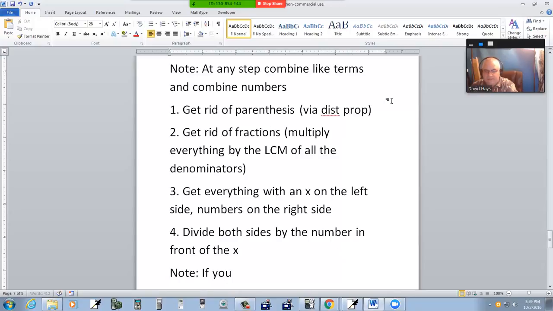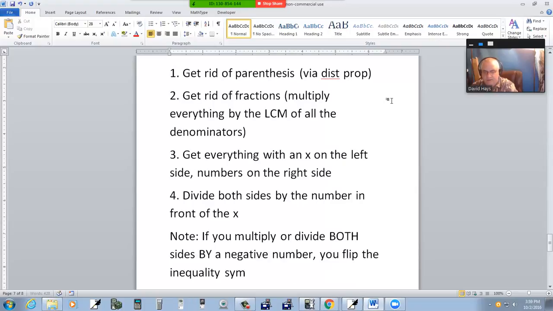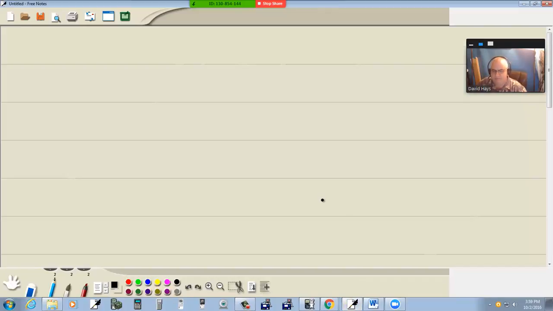We have a note here. It says if you multiply or divide both sides by a negative number, you flip the inequality symbol. Okay, let me make up an example. We got 7x minus 3 is less than 4x plus 2.